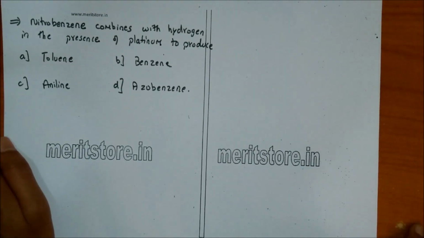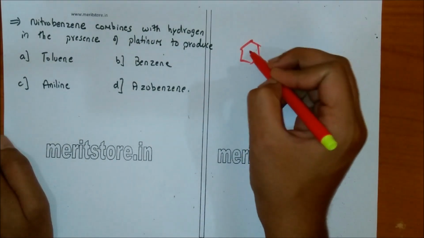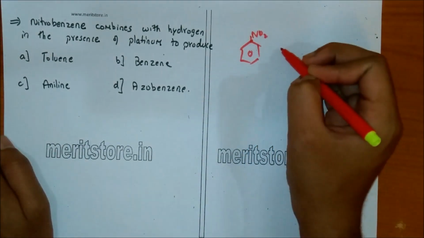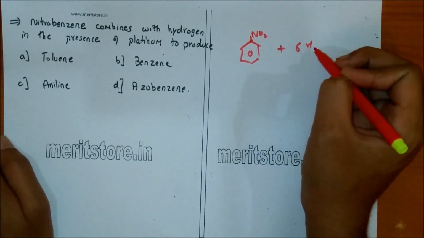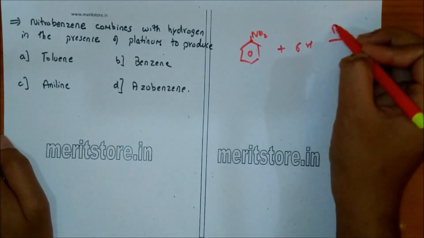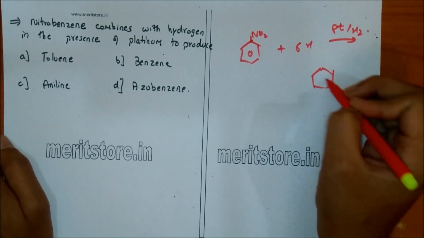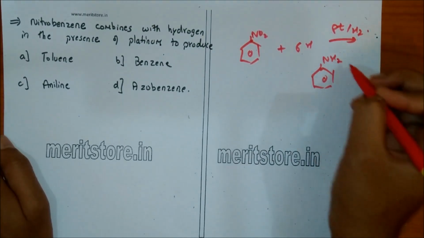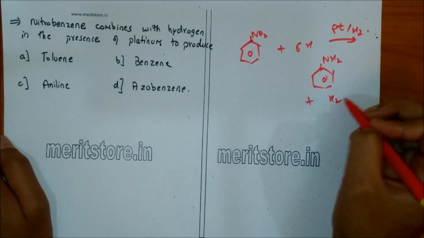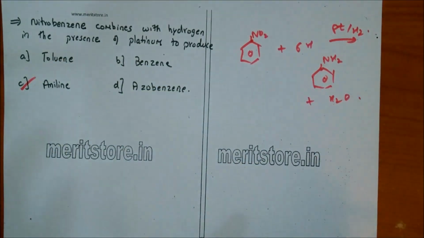Nitrobenzene combines with hydrogen in the presence of platinum to produce A toluene, B benzene, C aniline, D azobenzene. So nitrobenzene on reaction with hydrogen in the presence of platinum as catalyst will give aniline plus water. So option C is the correct answer.